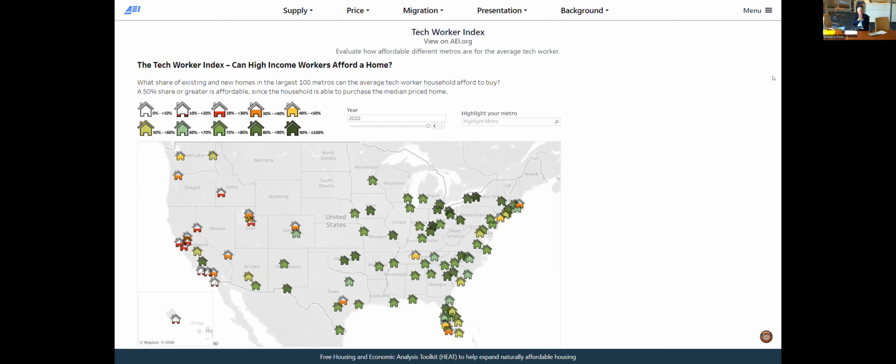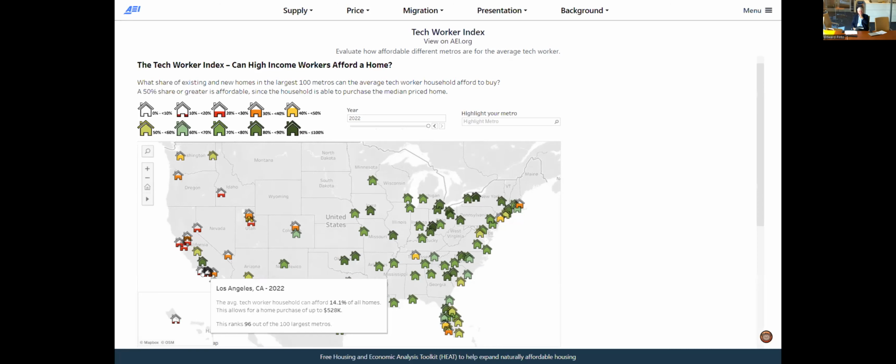But when you get to Colorado and West, with a few exceptions, you're looking at reds and yellows and oranges. And if you hover on LA, you'll see that in LA, only 14% of tech workers can afford all the homes. They can afford a house of $528,000, and LA is 96 out of the 100 largest metros. So it's one of the least affordable tech worker metros.